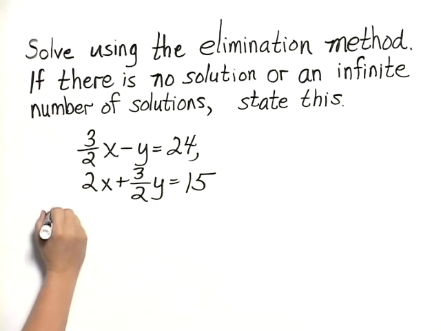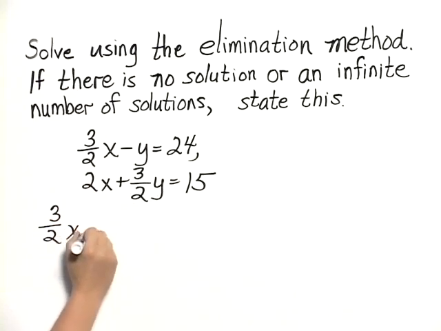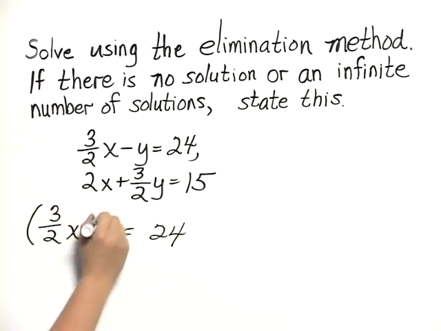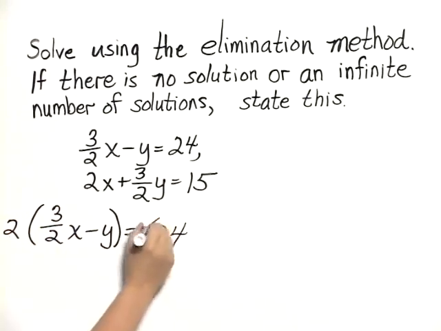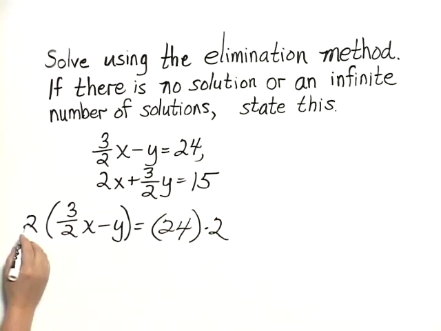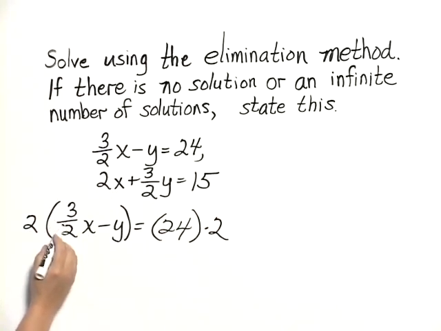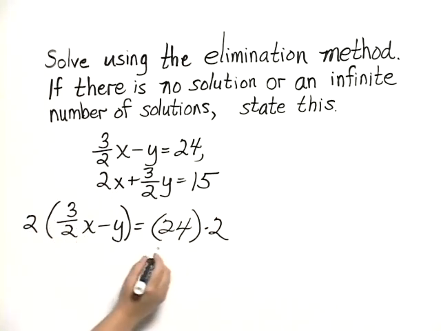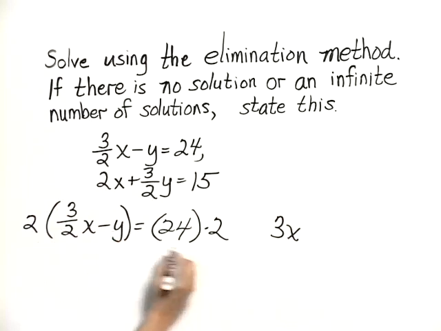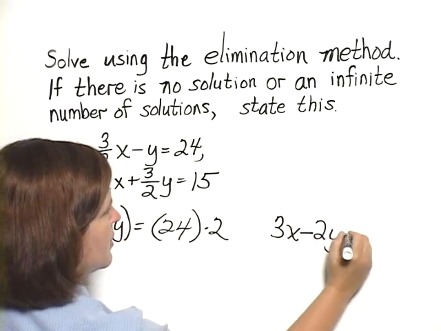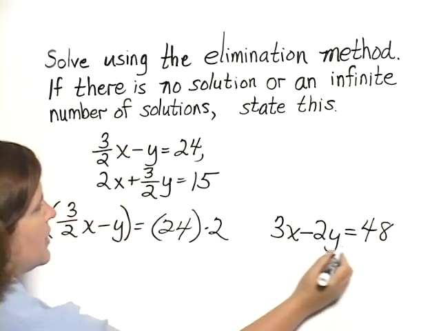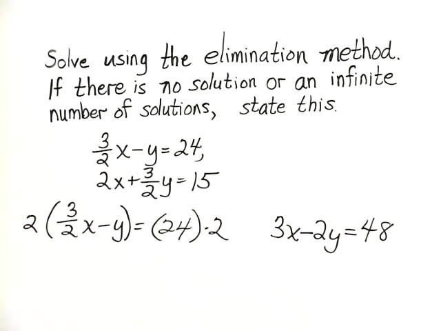We start with the first equation. We have 3/2 x minus y equals 24. And I'm going to multiply both sides of the equation by 2, which is the denominator of the fraction, and that will clear the fraction. So that gives me 2 times 3/2, which is 3x, minus 2 times y equals 2 times 24, which is 48. So this is an equivalent equation, but with the fractions cleared.